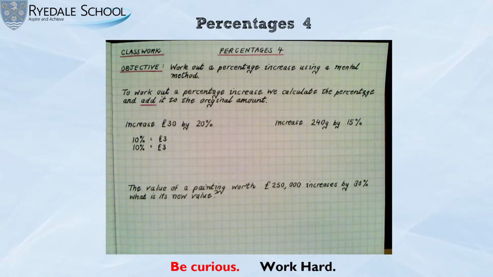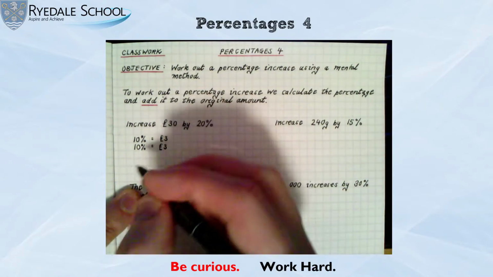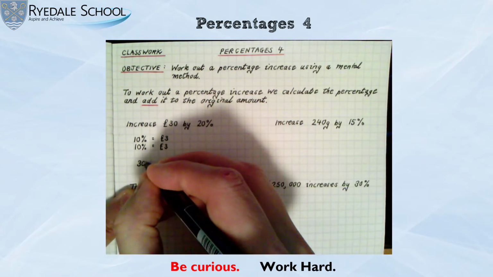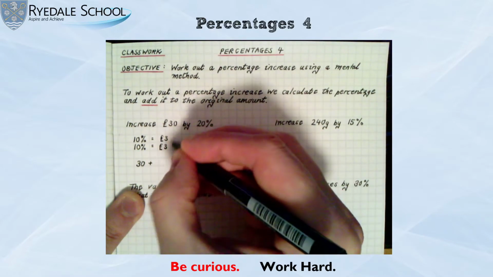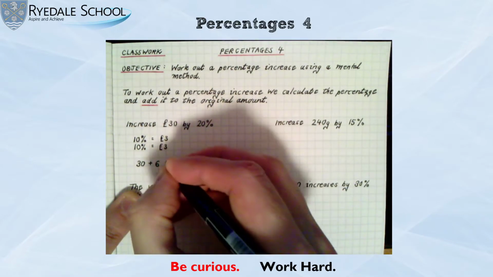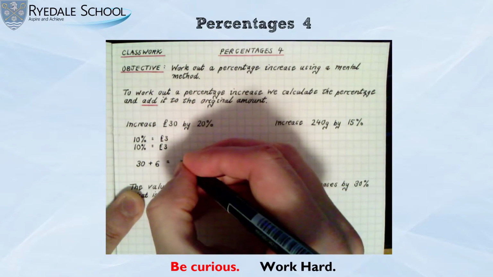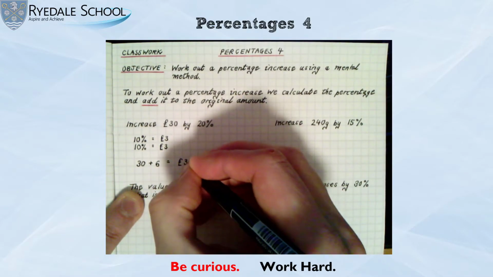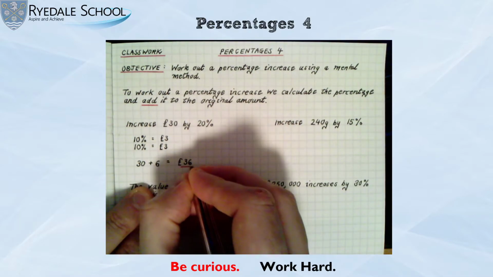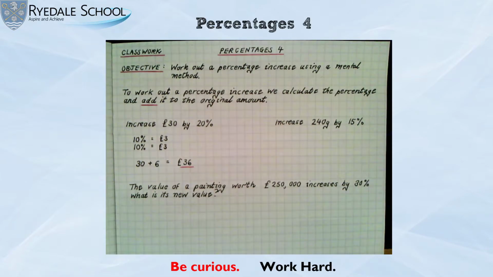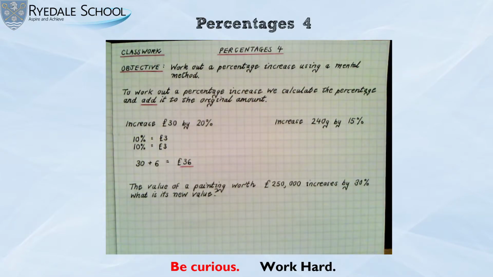So if I want to increase £30 by 20%, I take my original 30, add on my 20%, and my 20% was £6, and so I end up with 30 plus 6, which is £36. So that is the answer to my first example. Work out the percentage using one of your mental methods and then just add it on to what you started with.